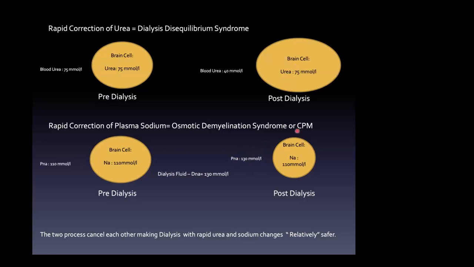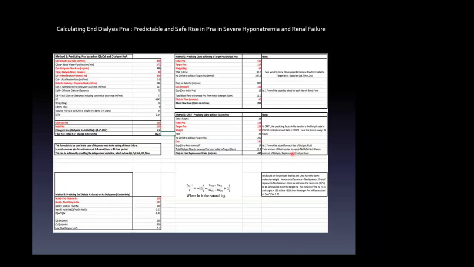But if you put the two together, you can see that one process during dialysis increases the brain cell size and the other process decreases the brain cell size. So theoretically, these two processes cancel out each other, and dialysis, or even rapidly raising the plasma sodium, in patients who have renal failure and hyponatremia is relatively safe. I put that in brackets because typically these two processes will cancel out each other and it is relatively safe.